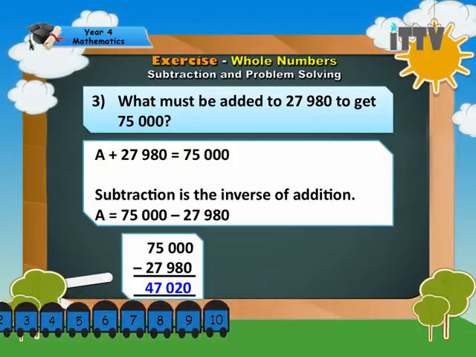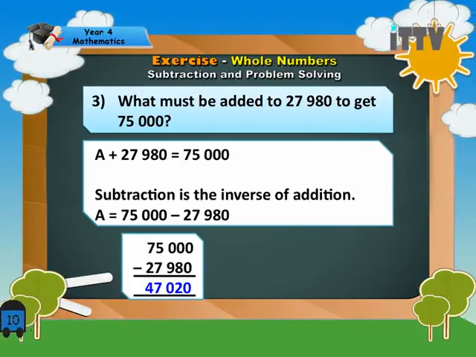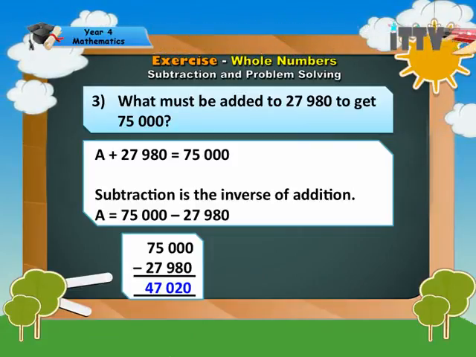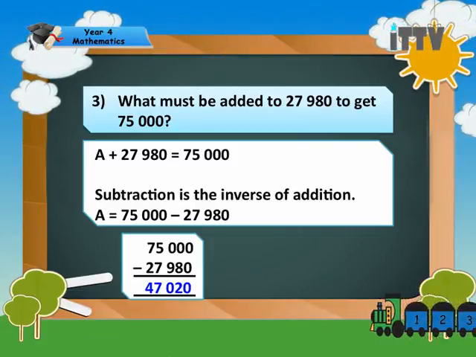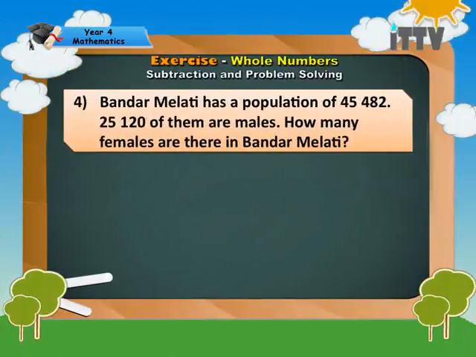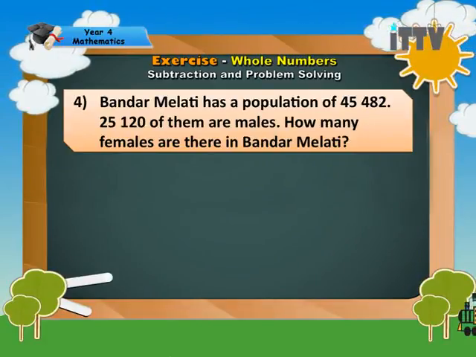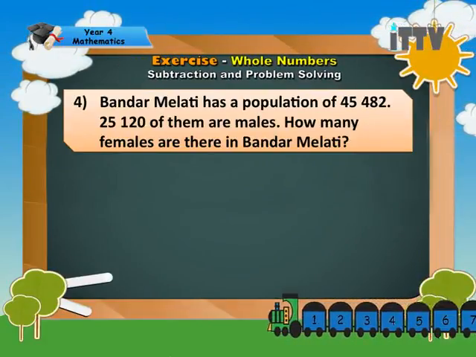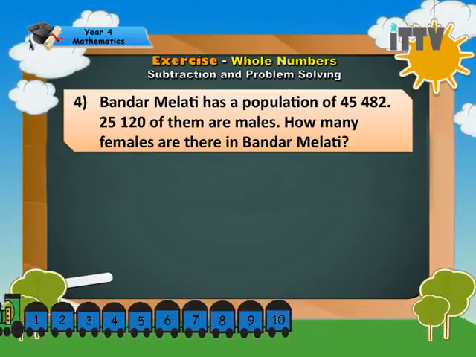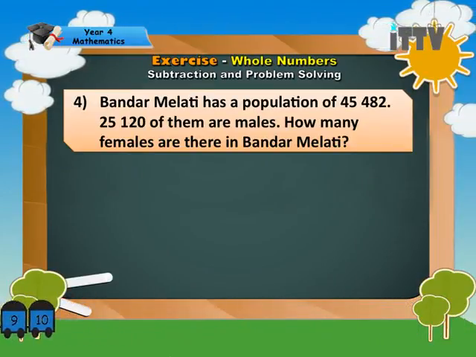So now you can find out what is the value of A. After you have done the subtraction, you will realize that the number is 47,020. Okay? If you'd like to check the answer, you can take this number and add it to 27,980. It will give you 75,000. Alright, now for the last question. Bandar Melati has a population of 45,482. 25,120 of them are males. How many females are there in Bandar Melati?